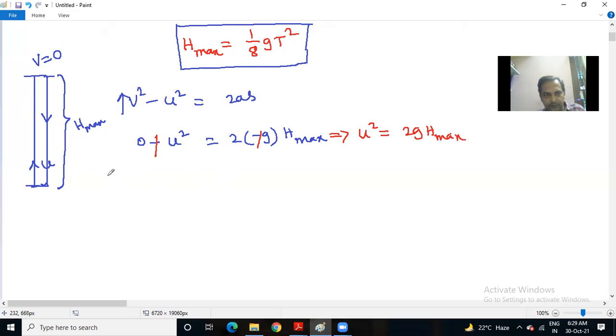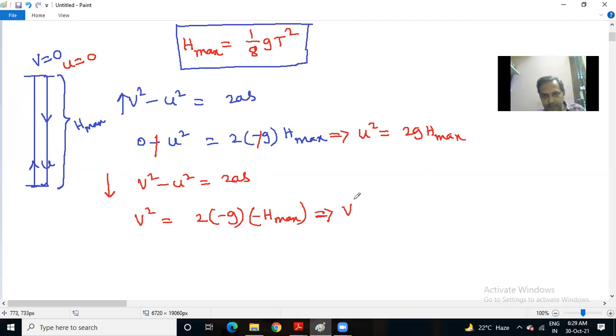Similarly, while coming down, make use of the same v square minus u square is equal to 2as. While coming down, it is a freely falling body. u will be 0. Coming down, g is permanently negative, and s is going to be H max, which is also negative because it is coming down. So this will be v square is equal to 2g H max.